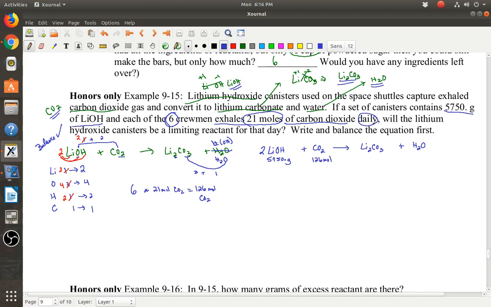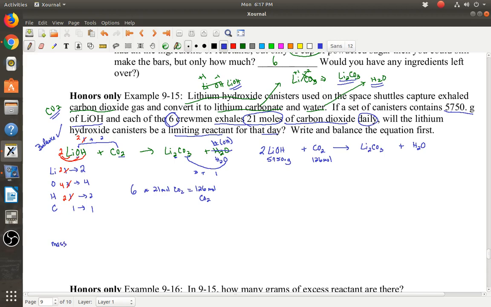Okay, so we have 126 moles of carbon dioxide. Will the lithium hydroxide canisters be a limiting reactant for that day? All right, so here's where it's going to be weird. We don't have a question with a question mark. What we have are 2 reactants, and I need to figure out if the reactants get used up, which one gets used up, and if it does, is it the lithium hydroxide? I need to figure out which one of these reactants limits the amount of products I can make. So I'm going to write out the pathway.